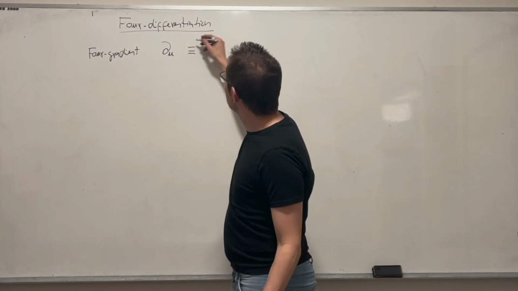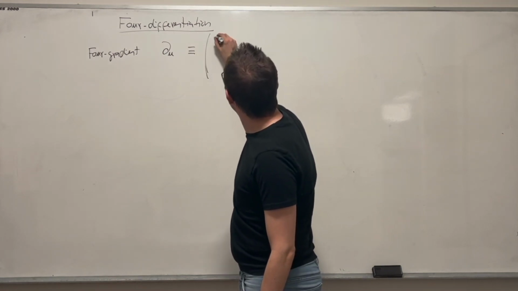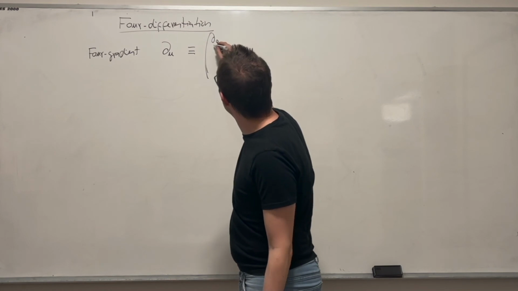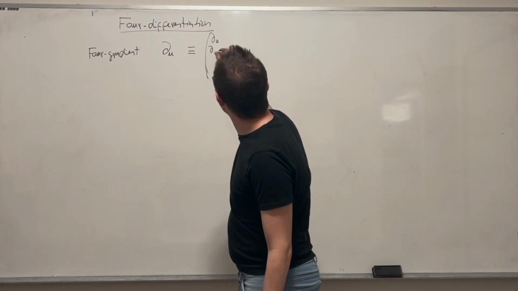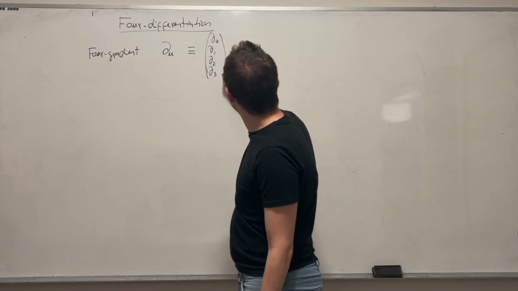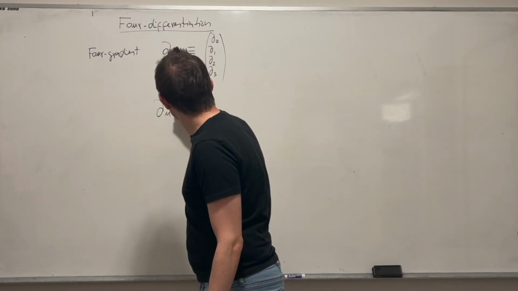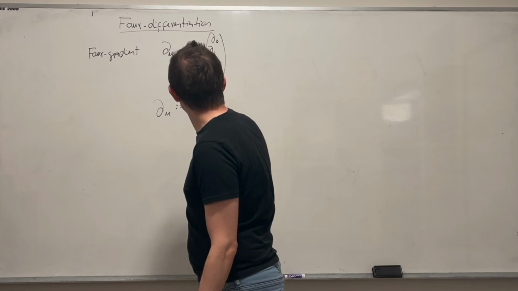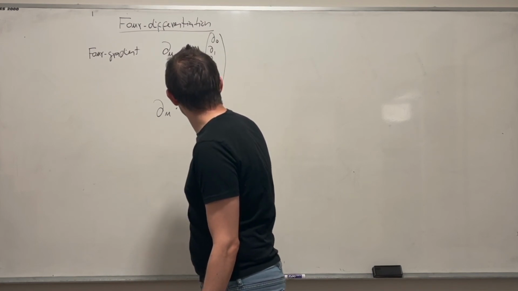let me just write something here to orient you a little bit, partial with respect to time, to x0, partial with respect to x1, partial with respect to x2, partial with respect to x3. So partial mu, the definition of this, is partial over partial x mu.